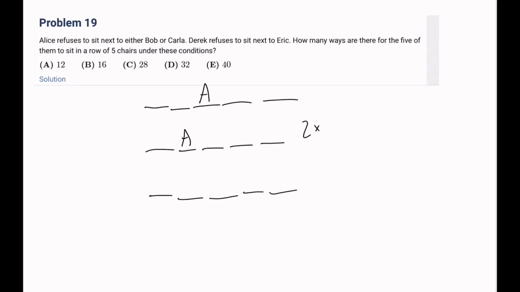And the last is when Alice is at the very end. This is the same as here, so we just multiply by 2 again, right? And so in the first case, when this happens, Bob or Carla would sit like this, right? That will be the only way. And Derek and Eric would sit like here, right? And these two can change, and these two can change, so this gives us 4. 2 times 2, which is 4.